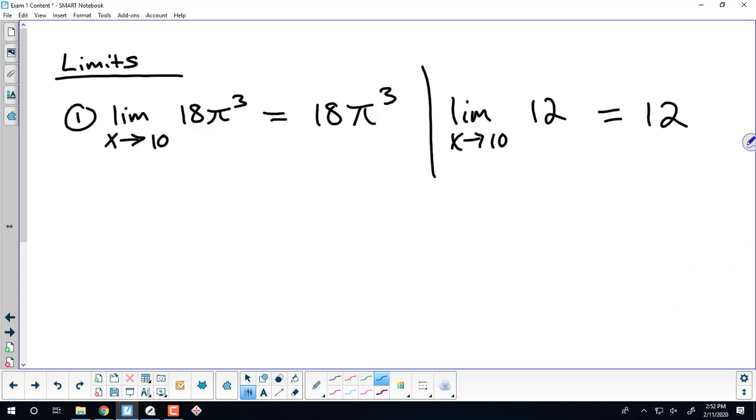All right. So a couple more limits here. Do the limit as x approaches 1 from the right, and our function is the square root of the quantity x minus 1 over x minus 3.